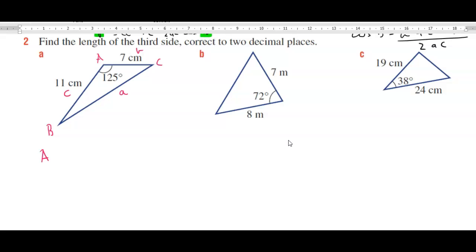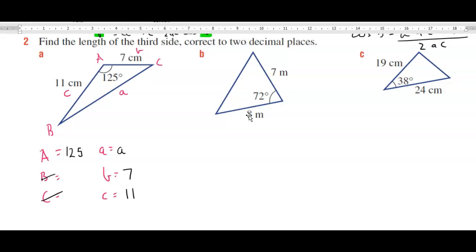Now, just like we did with the sine rule, just label what you have. And let's use a bit of colour. So angle A is 125. Don't know B or C, so I'm just going to cross them out. Length a is what we want. So I'm just going to leave that as a. You can call it x if you like, but a is fine. If it's labeled as x, obviously you'd put x here. b is 7 and c is 11.